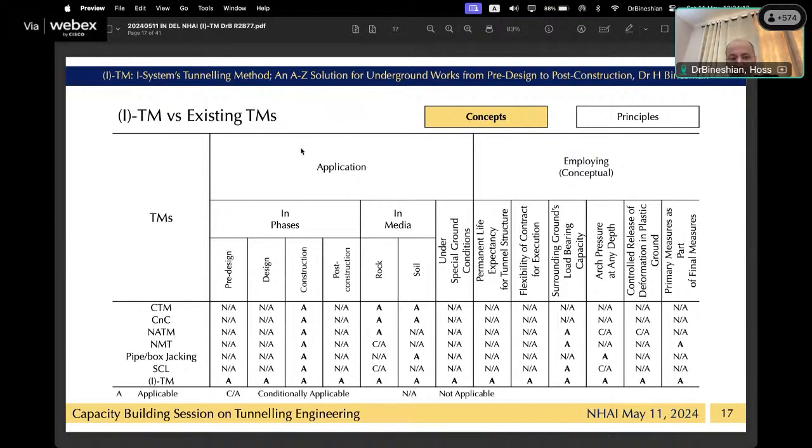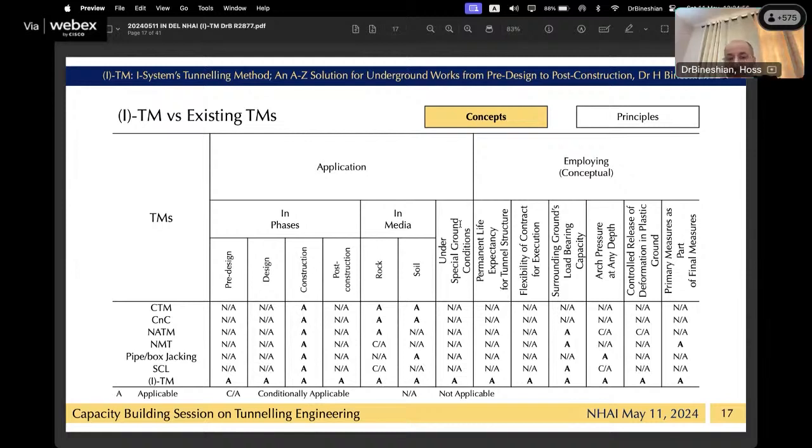In the application, as you see, in the phases of pre-design, design, construction, and post-construction, the only tunneling method which is applicable for the entire range from pre-design to post-construction is the ITM. Other tunneling methods are inapplicable, except for the construction. In the media, for rock and soil, the majority of tunneling methods are applicable only in rock. But ITM is applicable for both mediums, rock and soil.